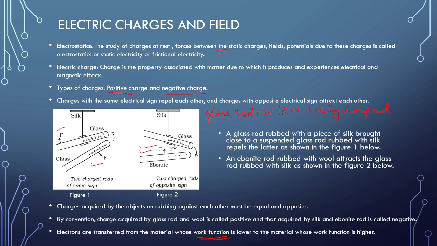So electrons are transferred from the material whose work function is lower to the material whose work function is higher. So when we are rubbing a glass rod with silk, the work function of the glass rod is small compared to the work function of silk. That means the energy required by the glass rod to give away its electrons is lesser than the energy required for the silk cloth to give away its electrons. Okay, so we will proceed now.